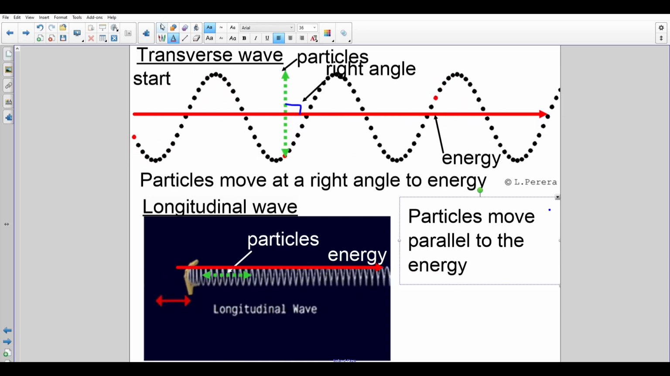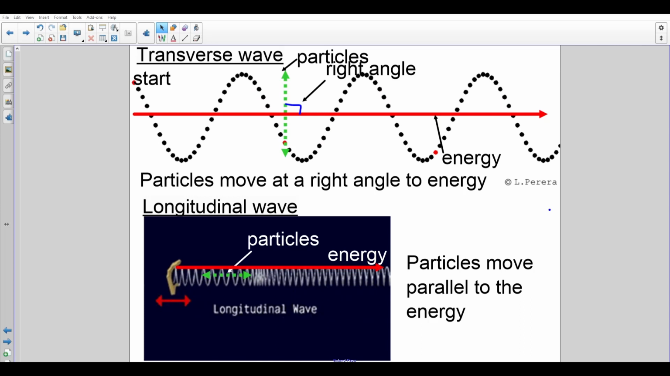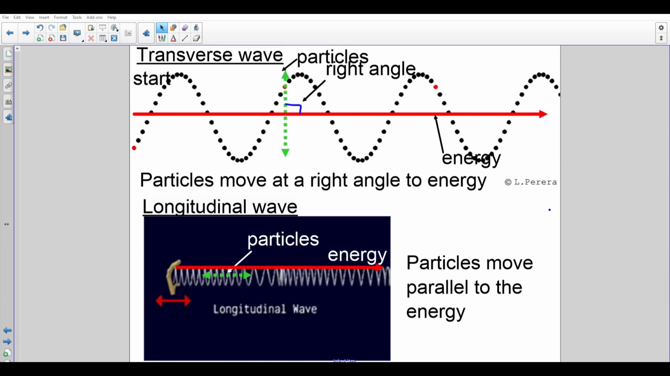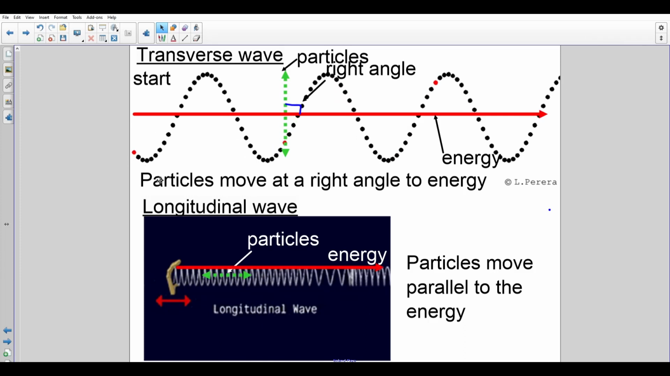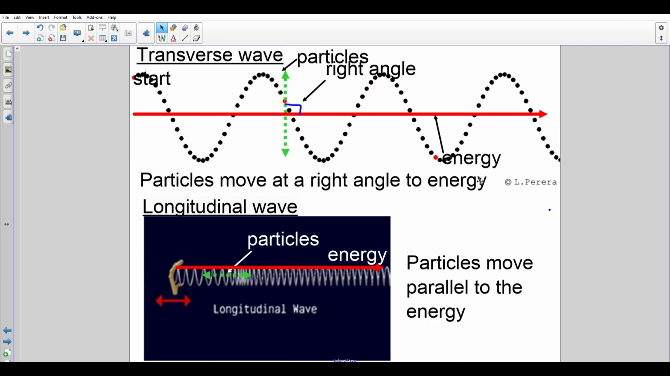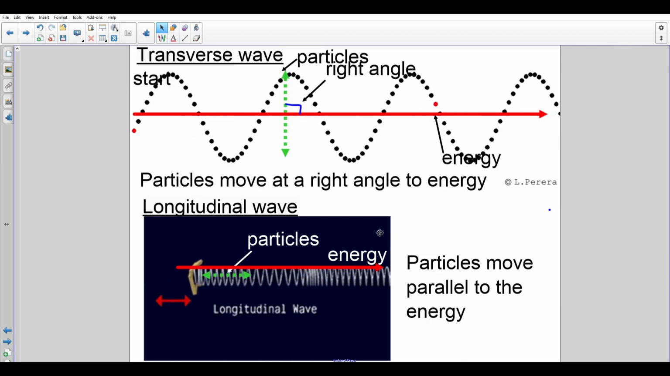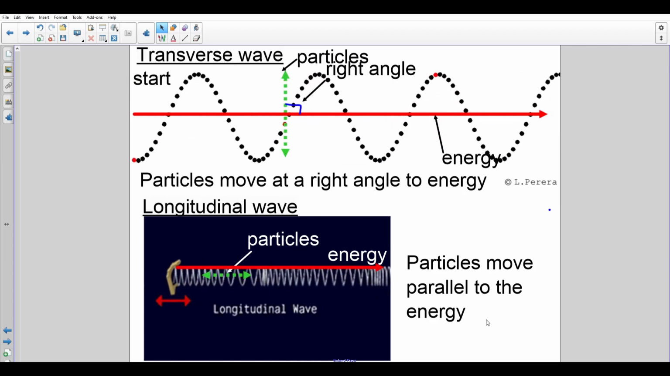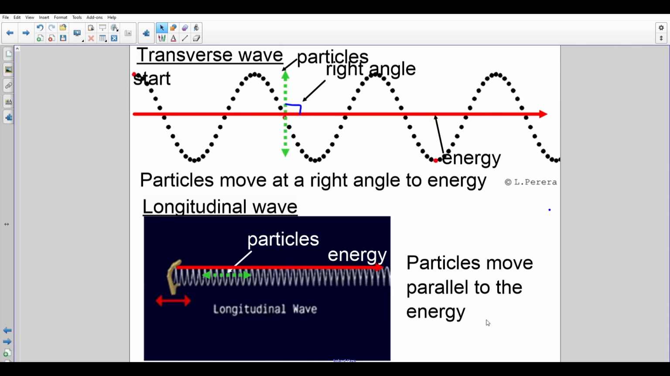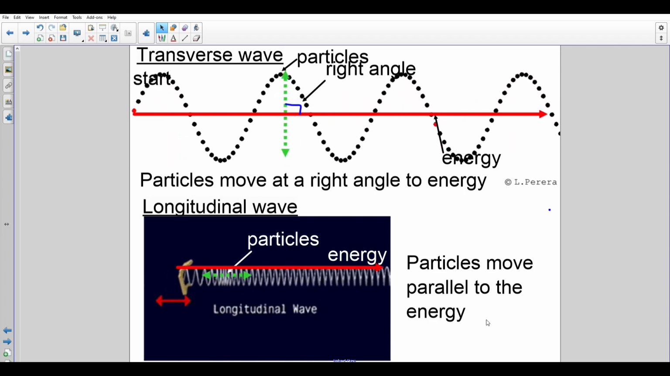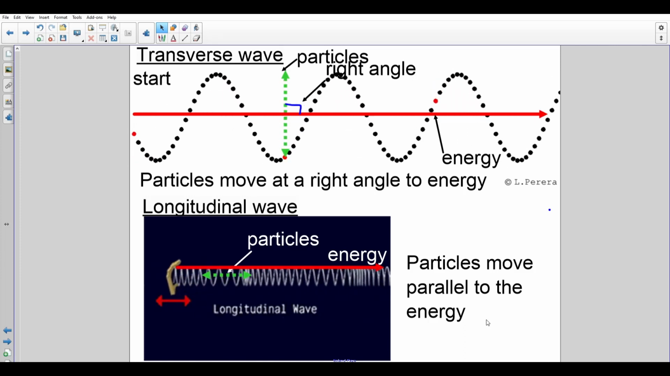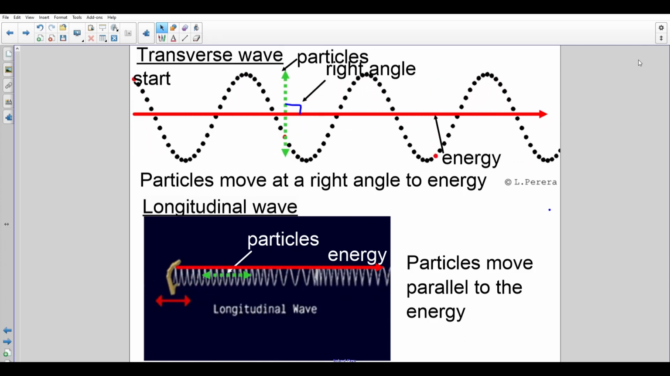Okay. Now, for question number 4, it asks you to describe the difference between transverse and longitudinal waves. And this is the only difference. You'd say in a transverse wave, the particles move at a right angle to energy. And in a longitudinal wave, the particles move parallel to energy. But you want to compare them. So you need to write this yourself in a full sentence, and you need a good comparison word like however or on the other hand in there to compare the two.